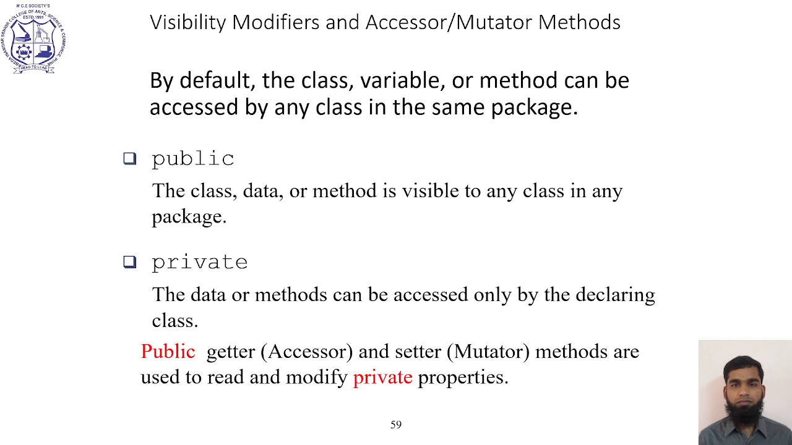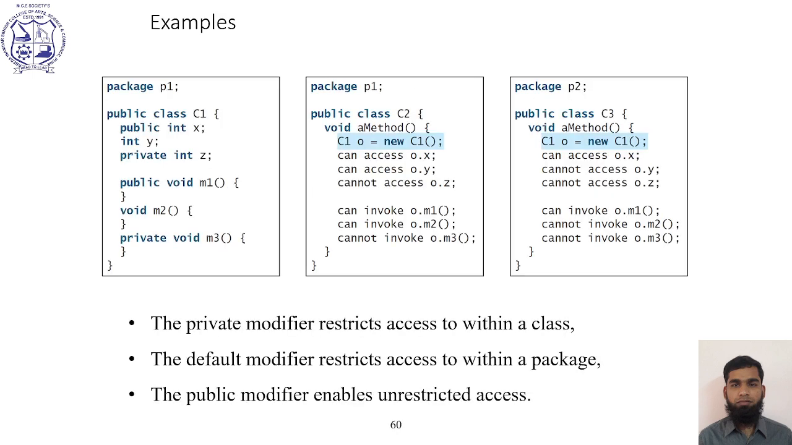By default, the class variable or method can be accessed by any class in the same package. Public: the class, data, or method is visible to any class in any package. Private: the data or method can be accessed only by the declaring class. Getter and setter methods, accessor and mutator methods, are used to read and modify private properties. For example, we are declaring the C1, C2, and C3 classes.